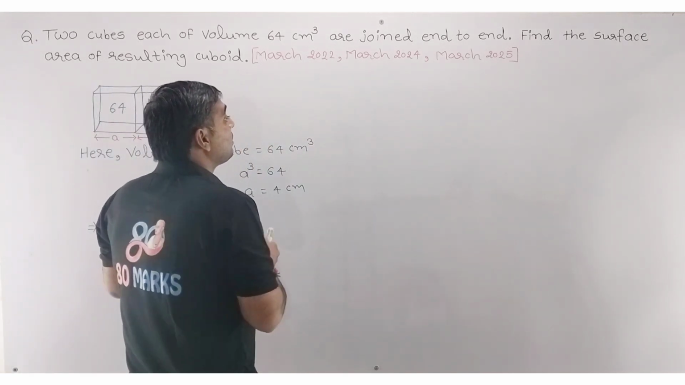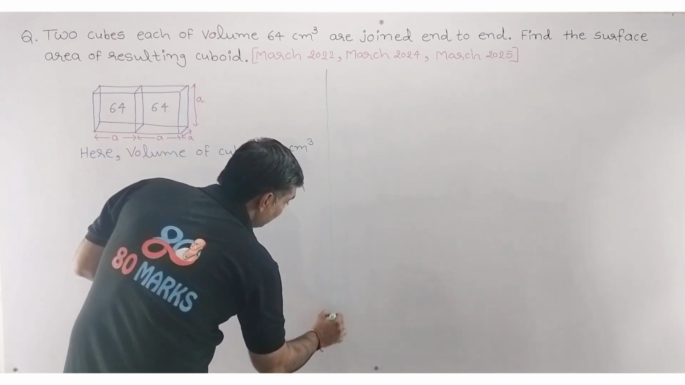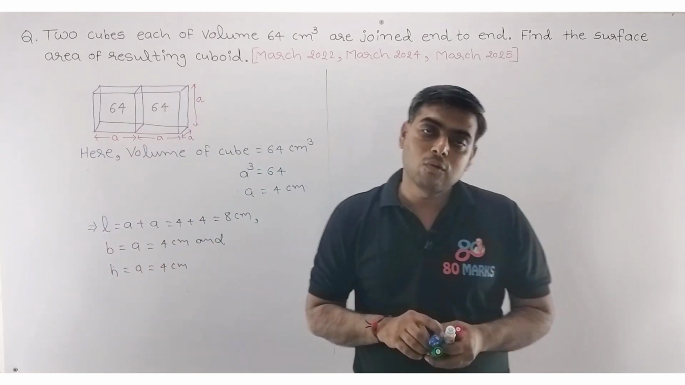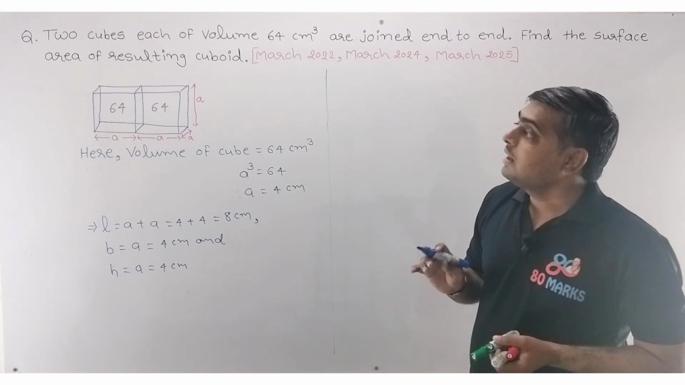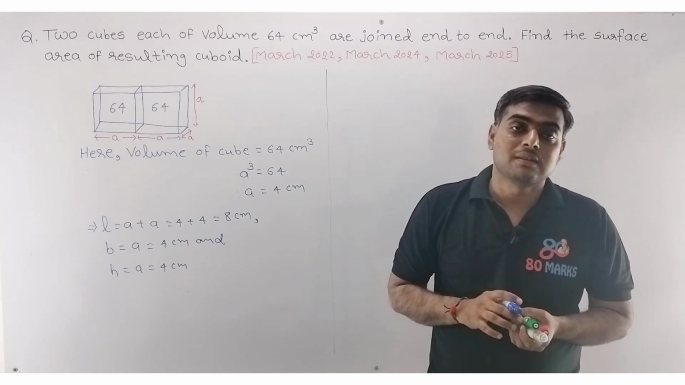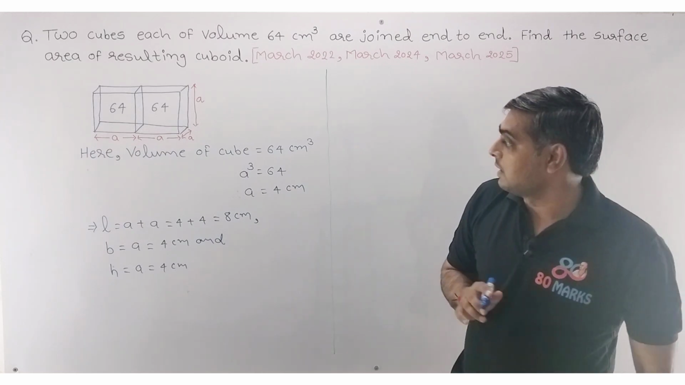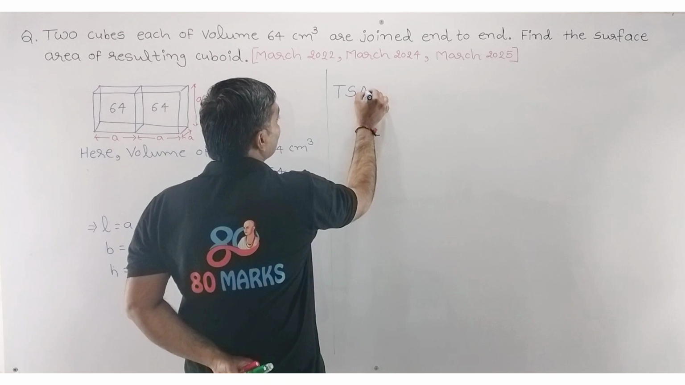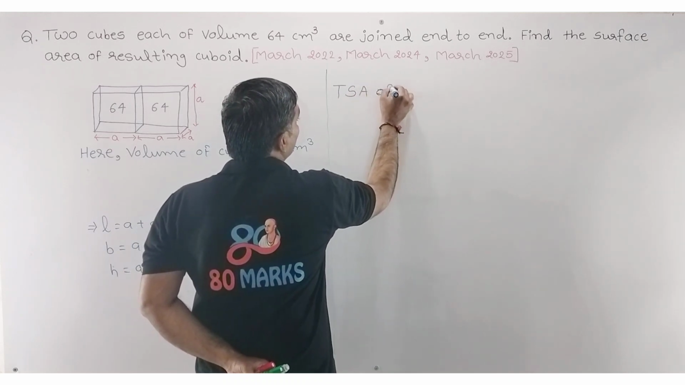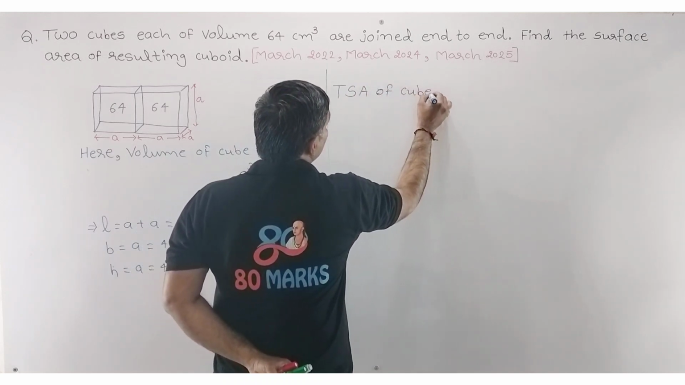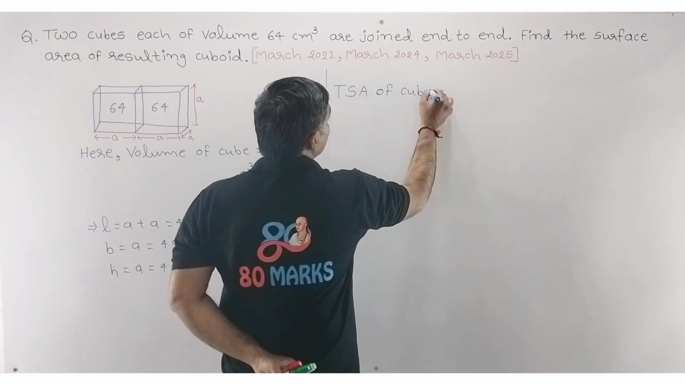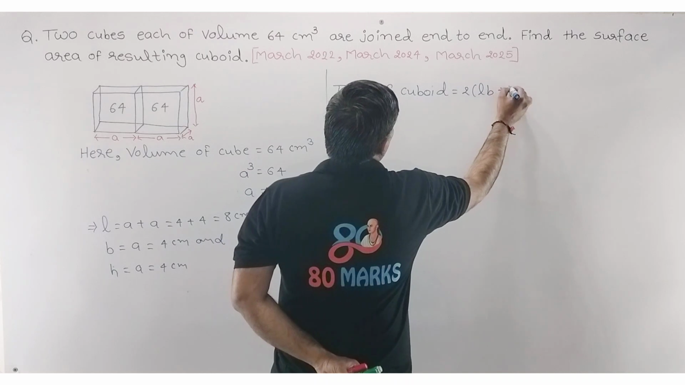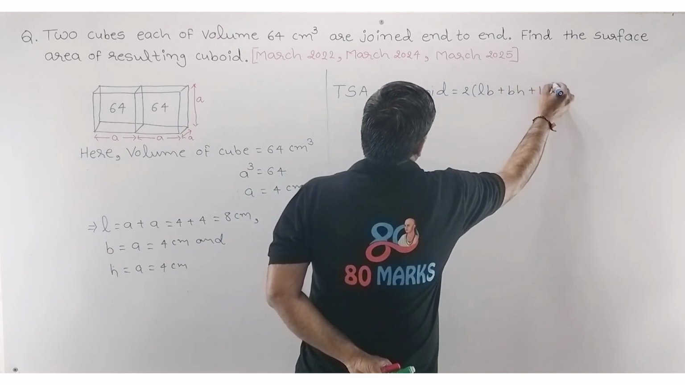Now the surface area of the cuboid. Here the surface area is not mentioned, whether it is lateral surface area or total surface area. If in any question the surface area is not mentioned, then find the total surface area. So here we need to find the total surface area, TSA, of the cuboid. The formula for TSA of cuboid is 2 times (LB plus BH plus HL).